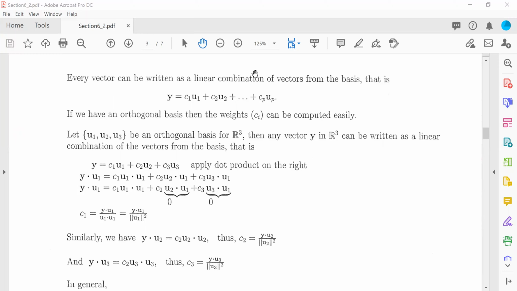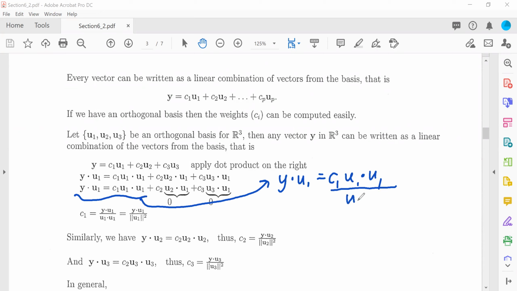So I am left with this part, those two. And in that case, I am left with y dot product u1 is equal to c1 u1 dot product u1. And from this, I would like to solve it for c1. Dot product is a number, so I can divide both sides by u1 dot product u1. This would cancel out. So I have c1 is equal to this part, which is written right here.